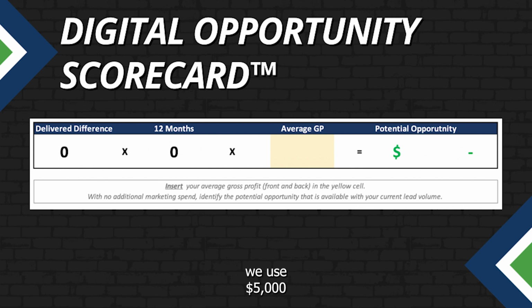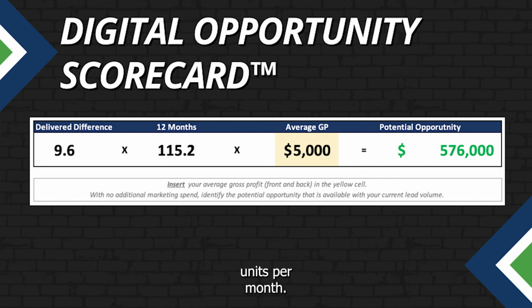Okay. We use $5,000 on here. 35 on the front, 15 on the back, 4 on the front, 1 on the back, 3 on the front, 2 on the back. However you want to get there, we use $5,000. So plug yours in and you should start to get a reading like this. I got 9.6 more units per month. That gives me 115.2 for the year. Okay. So if it was 10, it'd be 120. 5,000 each gives me $576,000. Incremental, additional growth. That's not revenue, that's gross profit. That's gross profit.